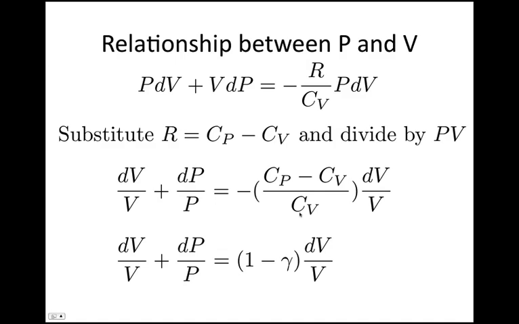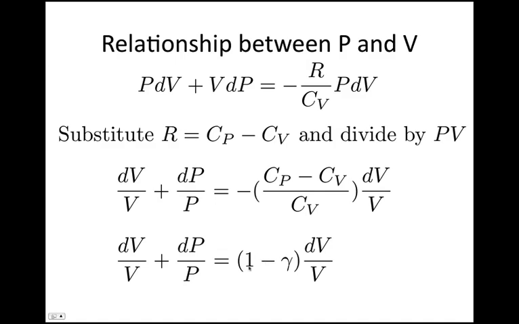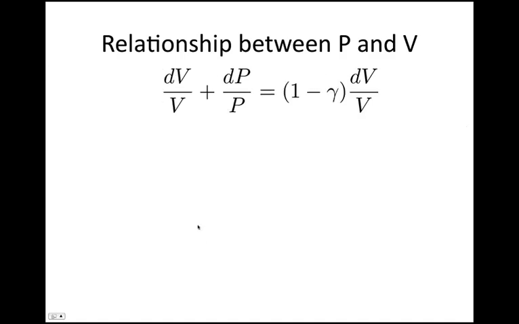Now, last lecture we defined this thing called gamma. We said that Cp on Cv was equal to gamma. So what we'll do is replace this Cp on Cv, that's minus Cp on Cv, so that's minus gamma. And then Cv on Cv is just 1, and that's minus minus, so we've got a positive 1 there. Okay, so we've got dV on V plus dP on P is equal to (1 minus gamma) dV on V. Let's put all the dV's together.